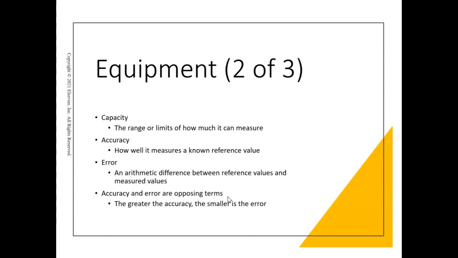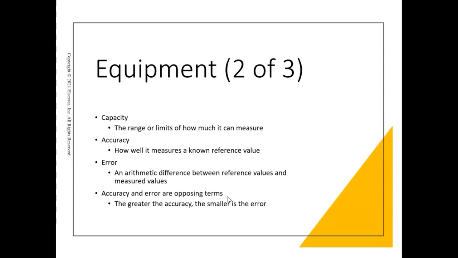So that 3-liter syringe, if when I'm doing my measurements to test my equipment, my reference value is 3 liters, but I could measure 2.97 liters. And then I have a 0.03 margin of error for that measurement. Okay. So accuracy and error are kind of opposing terms.